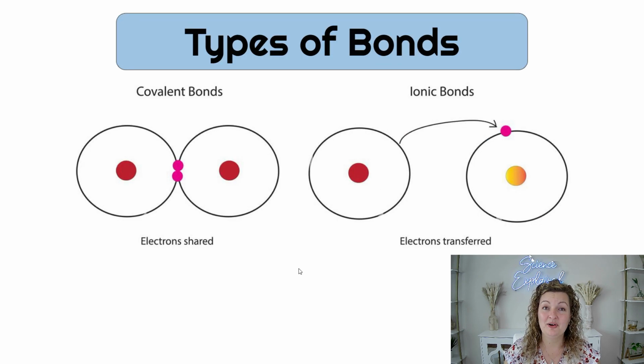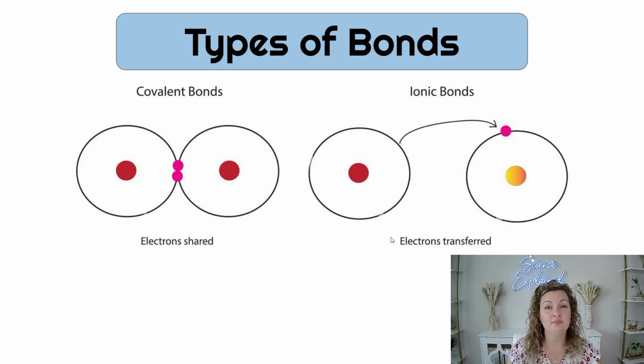There are 2 types of bonds that can happen. The first one is a covalent bond, and the second one is an ionic bond. Yes, there's another one, and we'll talk about that one in a second. But the covalent bond looks something like this, and this is where we are sharing electrons. So you can see that there is more of an overlap happening in our energy levels because our electrons are being shared. So there's kind of like a crisscross happening.